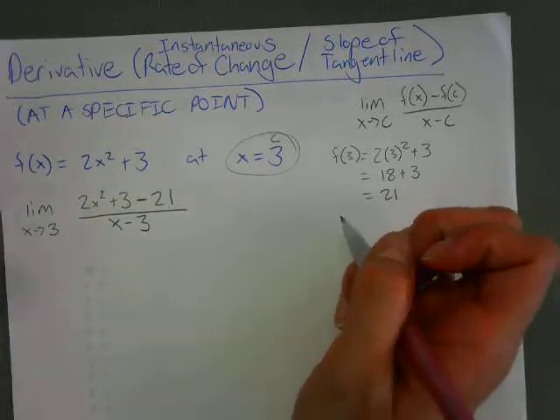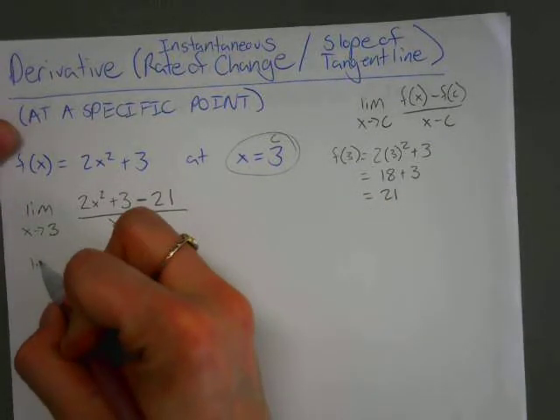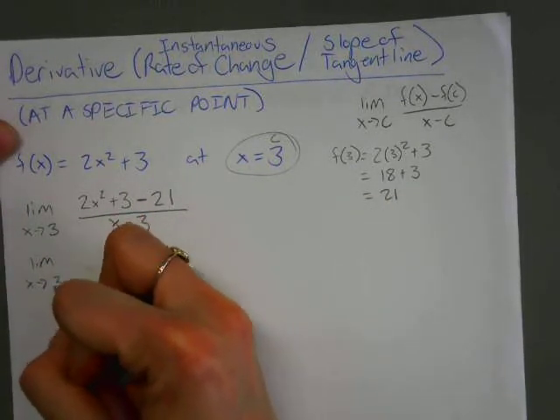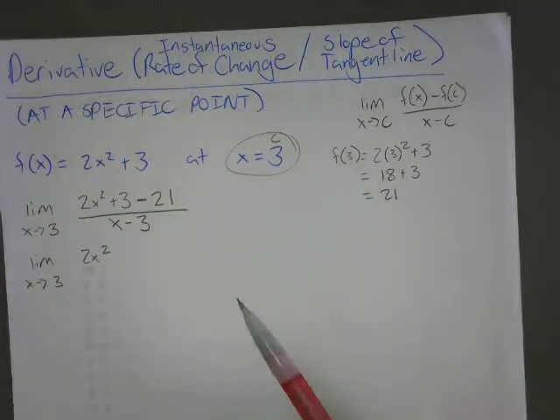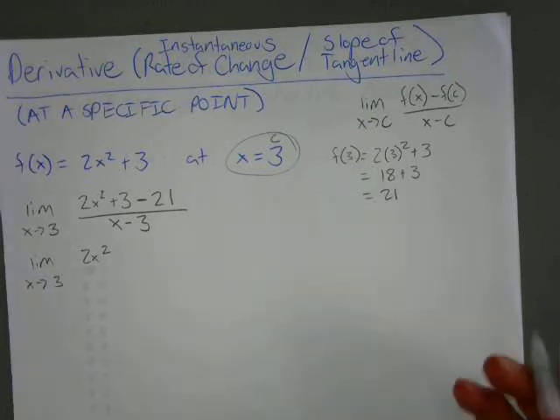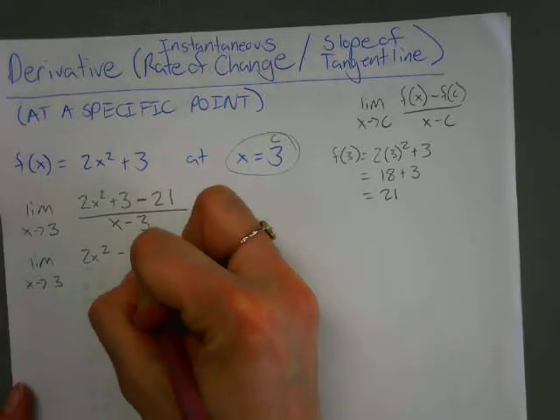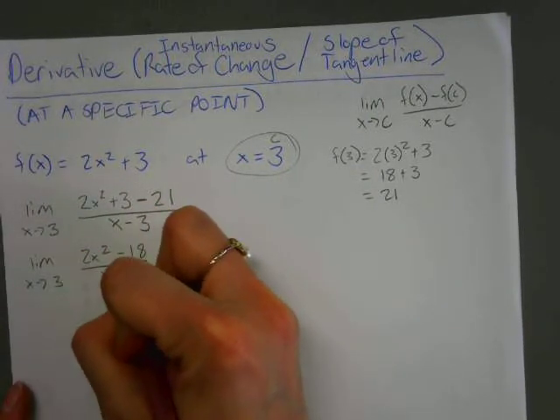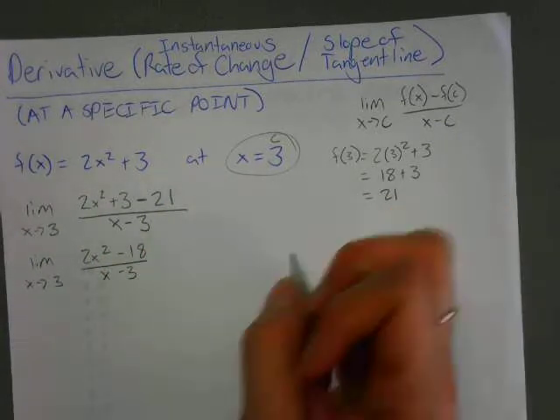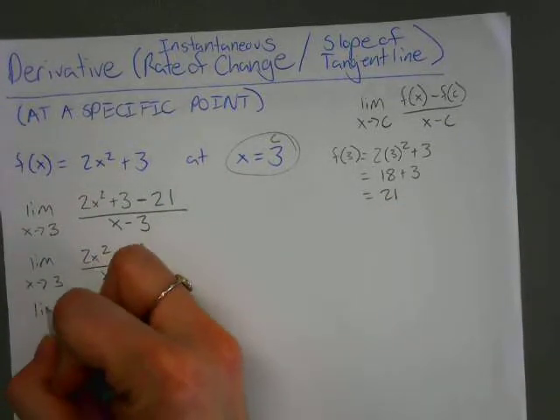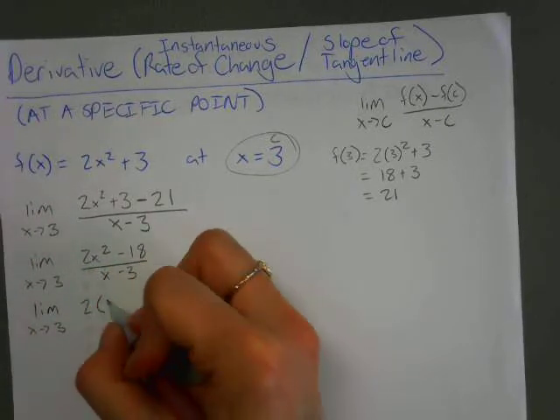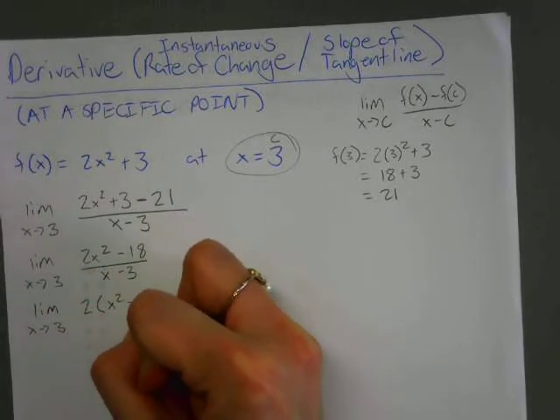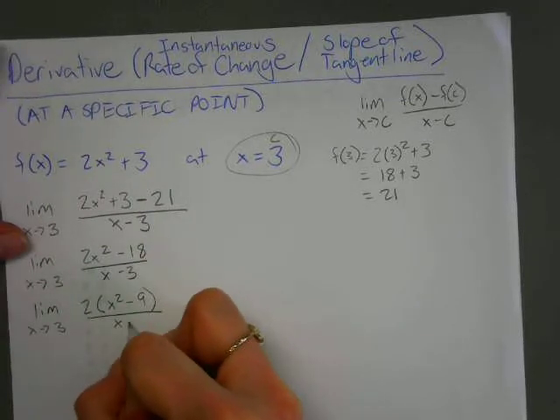Very good. So now I'm going to just simplify things a little bit. So I'm going to go ahead and combine like terms on the top. 2x squared, if I do 3 minus 21, that would give me a negative 18, over x minus 3. And I notice that I can factor out a 2 here. So I'm going to pull out a 2 just to make my numbers a little bit easier, and I'm going to have x squared minus 9 over x minus 3.